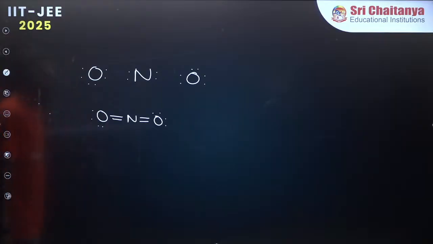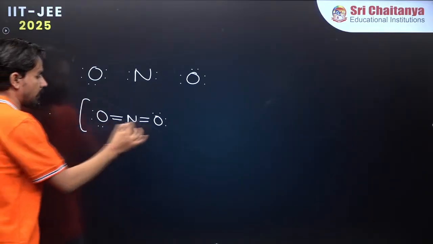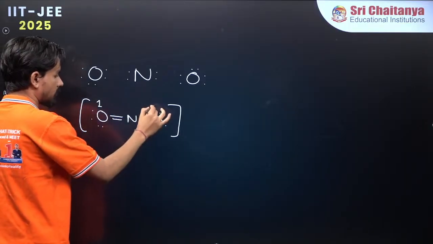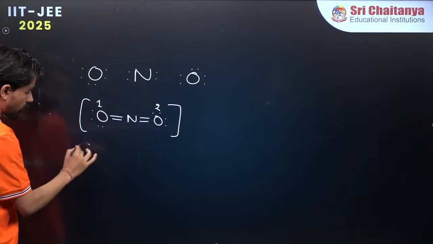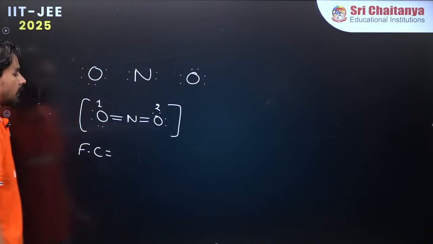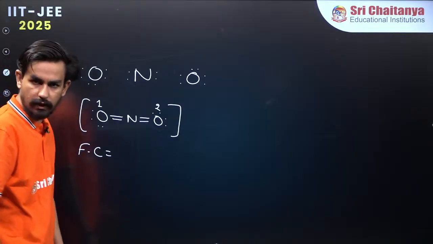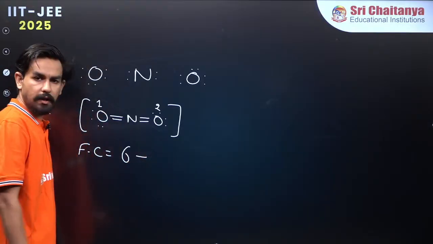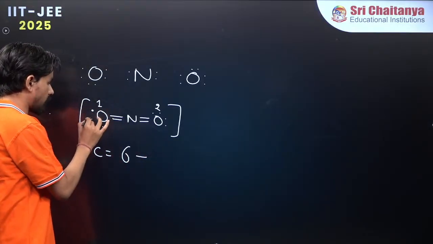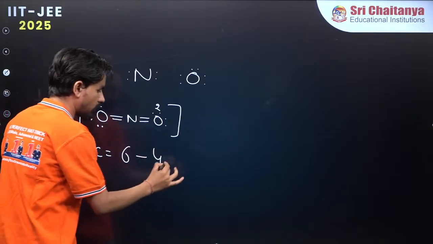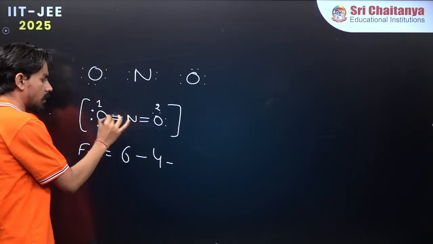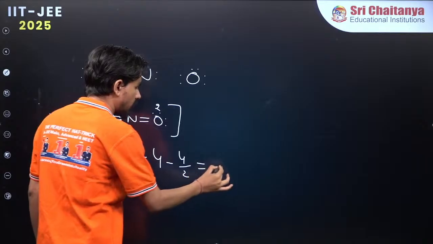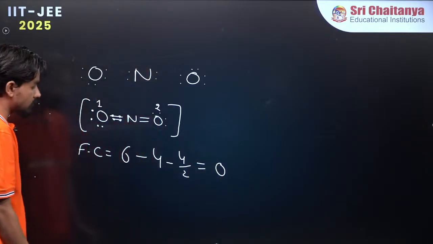This kind of structure. Let me tell you, okay. Let us write this oxygen number 1, this is nitrogen, this is oxygen number 2. So formal charge we have to calculate for oxygen. Tell me, how many valence electrons are there in oxygen? All of us know 6, minus how many unshared electrons? You can see 1, 2, 3, 4, that is 4, minus how many shared electrons? 1, 2, 3, 4 shared electrons. 4 by 2, that is equal to 0. Formal charge on oxygen is 0.